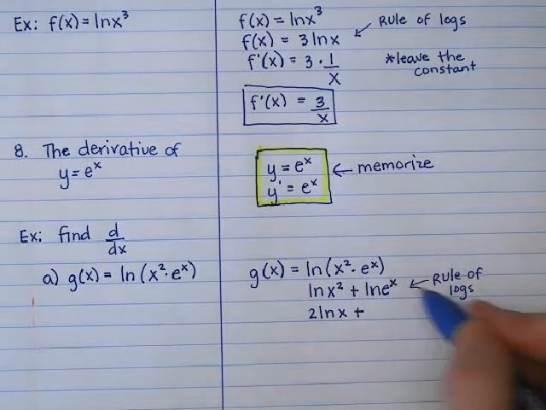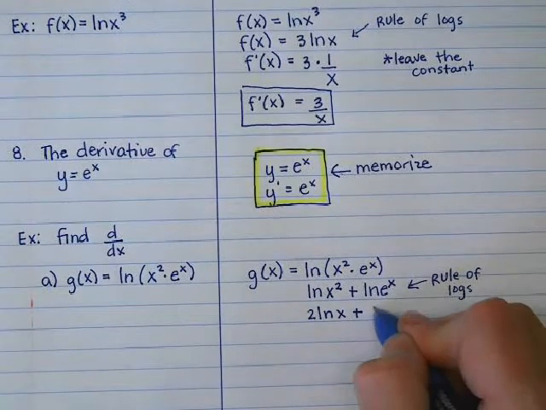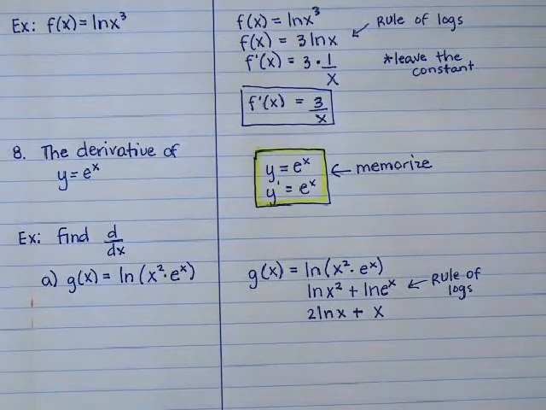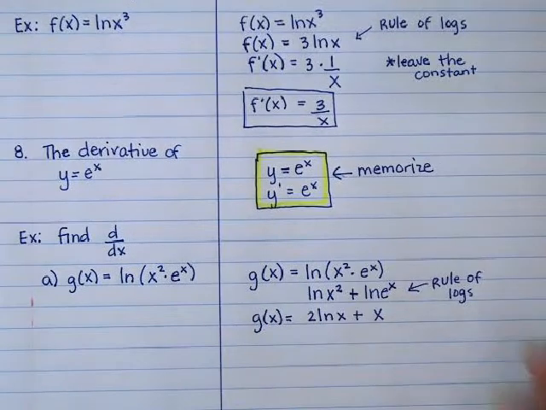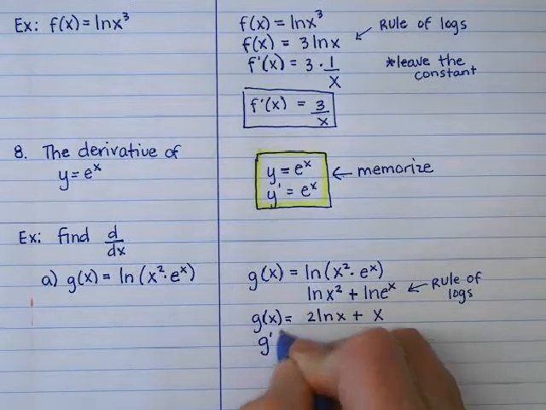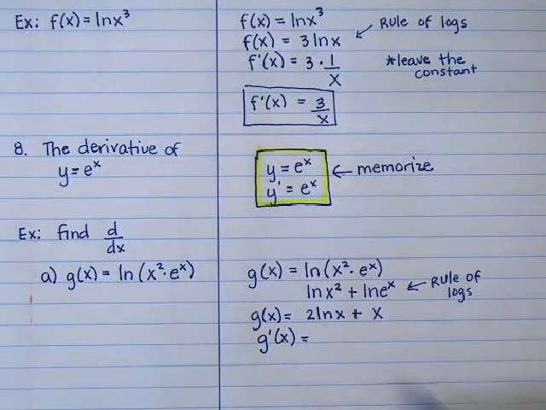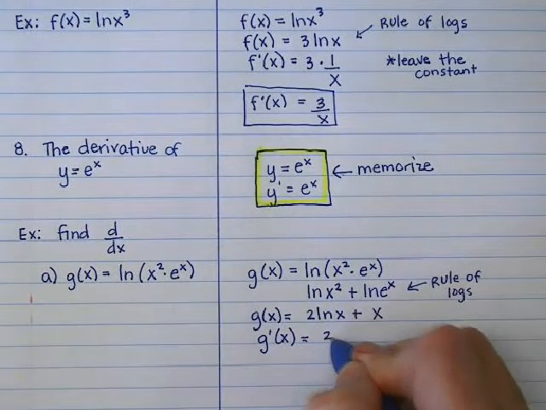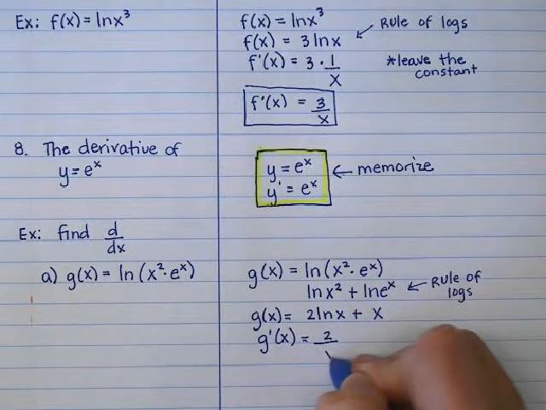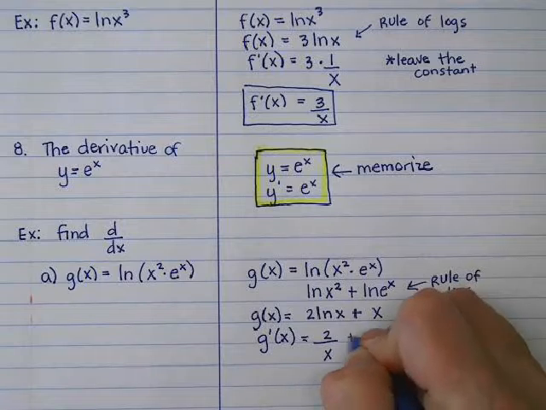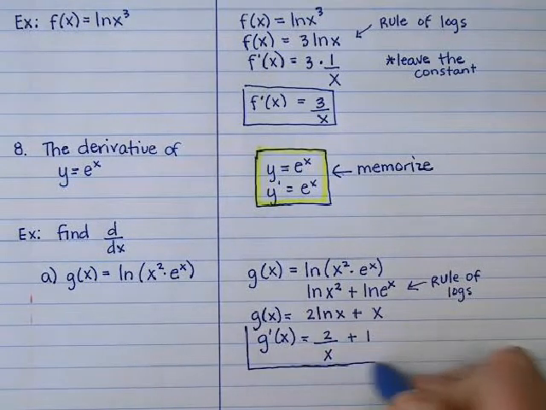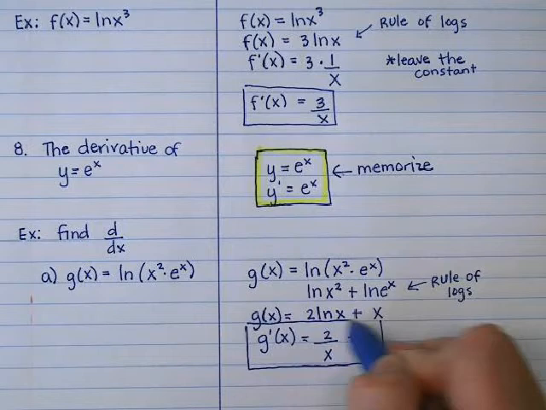And here I know that these are inverses of each other, so that's just x. Remember that natural log of e is 1. That just cancels out. Okay, so this is still g of x. We haven't found the derivative yet. So now I'm going to find the derivative. Okay, so I'm going to leave the constant, and I know the derivative of natural log of x is 1 over x. So 2 times 1 over x will be 2 over x, and the derivative of x is 1. There it is.